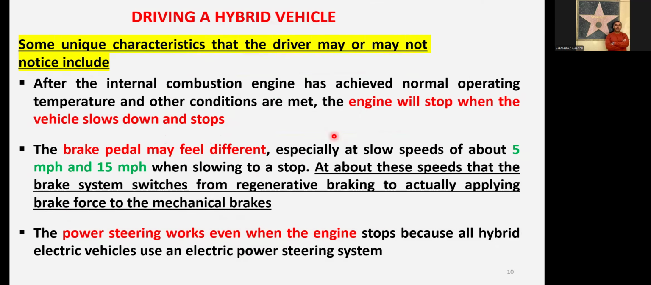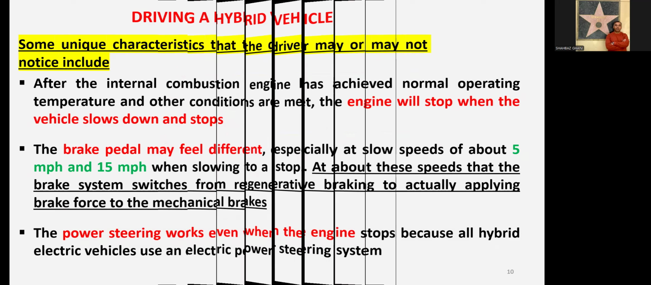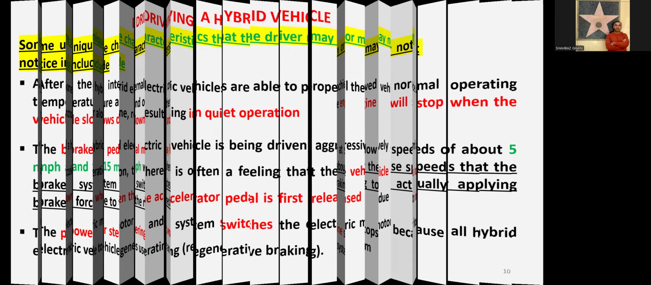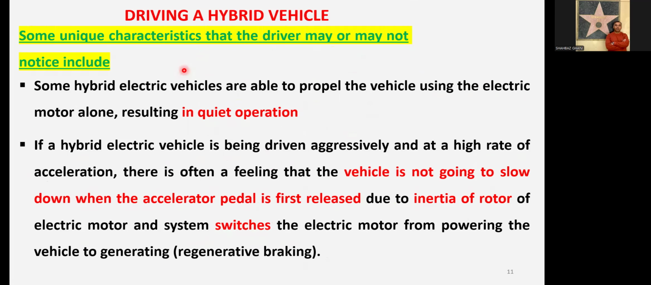Then, driving a hybrid vehicle has some unique characteristics that have to be followed by the driver, on how to operate the hybrid electric vehicle, because the driving is a little bit different from a conventional vehicle. So we have studied these techniques or characteristics which the driver may or may not notice. This was the first portion of this chapter.